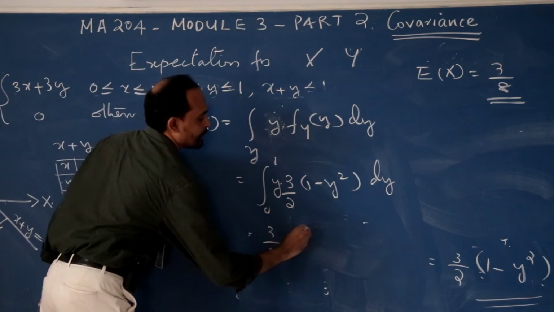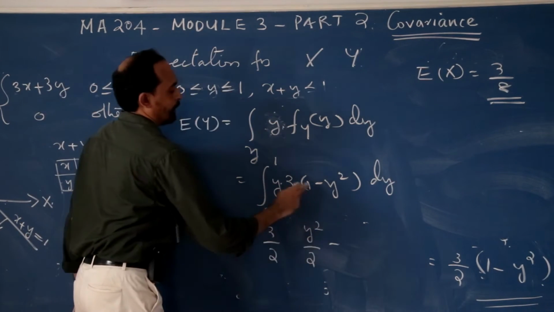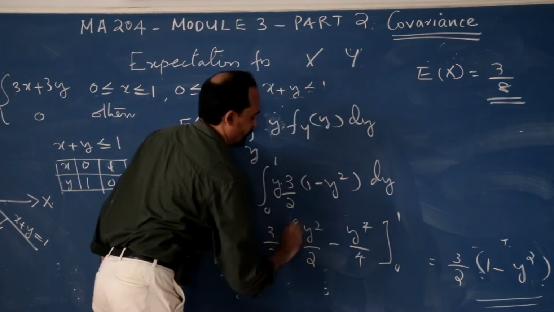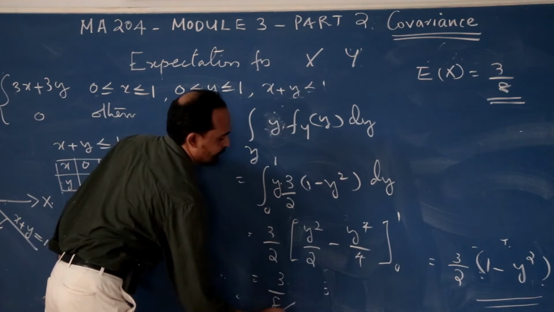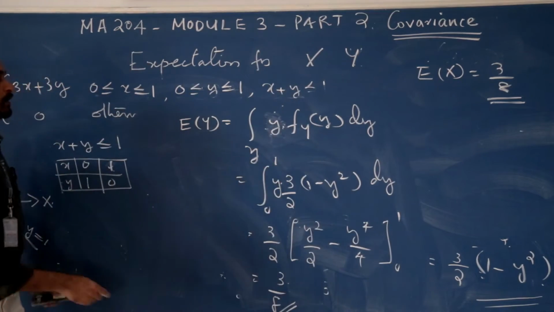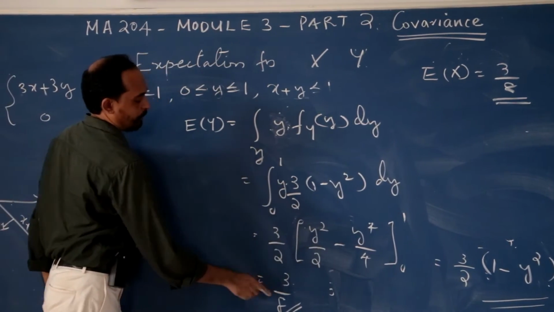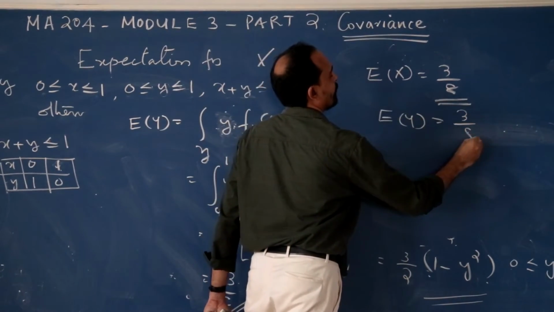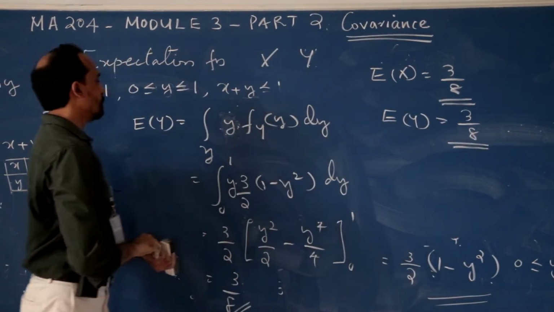3/2 into integral: y is y square by 2, y cube is y raised to 4 by 4, varies from 0 to 1. The same case, 1/2 minus 1/4 is 1/4. 3/2 into 1/4 is 3/8. So expectation of y is equal to 3/8.